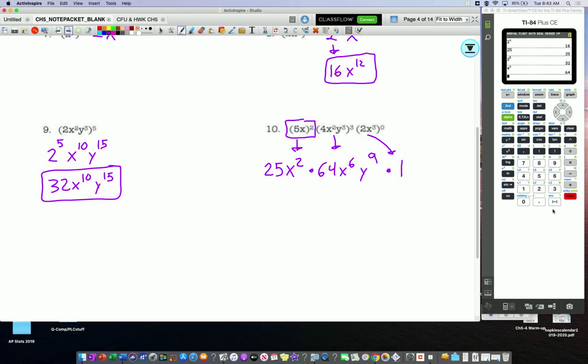So now I got to multiply. 25 times 64 is 1600. So that takes care of the numbers. X squared times x to the 6th. Now this is where we add exponents. The only y's I have is y to the 9th. Anything times 1 is 1. And I have my answer.